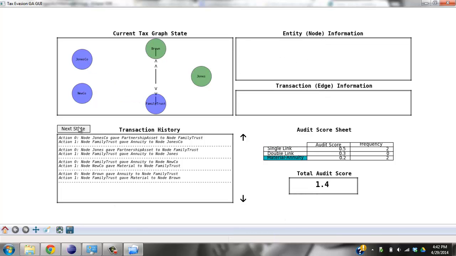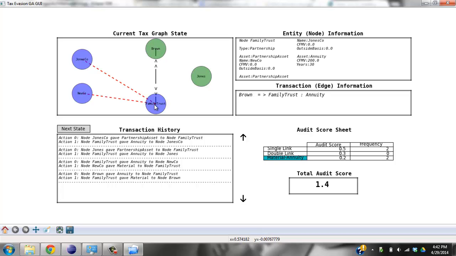In our final state, what we see is just a material for annuity audit, and why that's happening is because Brown right here is purchasing the hotel from Family Trust for an annuity, which we already defined as being suspicious. But because Brown and Family Trust are not connected in any way through partnerships, there is no single or double link annuity flagged, and there's just an additional 0.2 added to the final audit score. And so what we see here is after 4 sets of transactions, the total audit score is 1.4, corresponding to this specific set of transactions or tax evasion schemes, if you will.